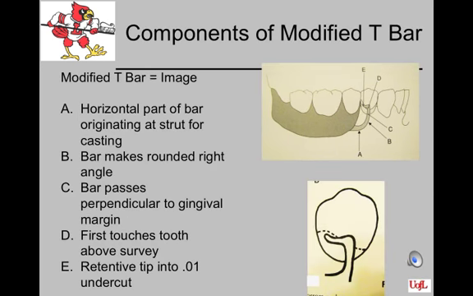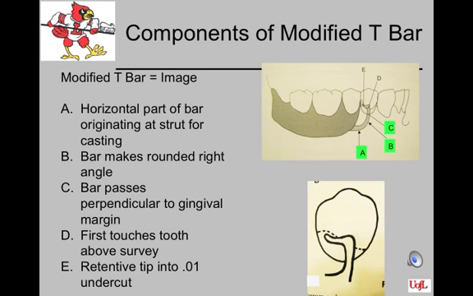Observe the different components of the modified T-bar. Point A is the horizontal part of the bar that originates from the strut in the base attachment area. It runs parallel to the crest of the ridge, and then at point B it makes a rounded right angle and goes straight up, and it should be at the middle of the tooth, buccal mesiodistally. And as the bar passes the marginal gingiva, note that it is perpendicular to the marginal gingiva.